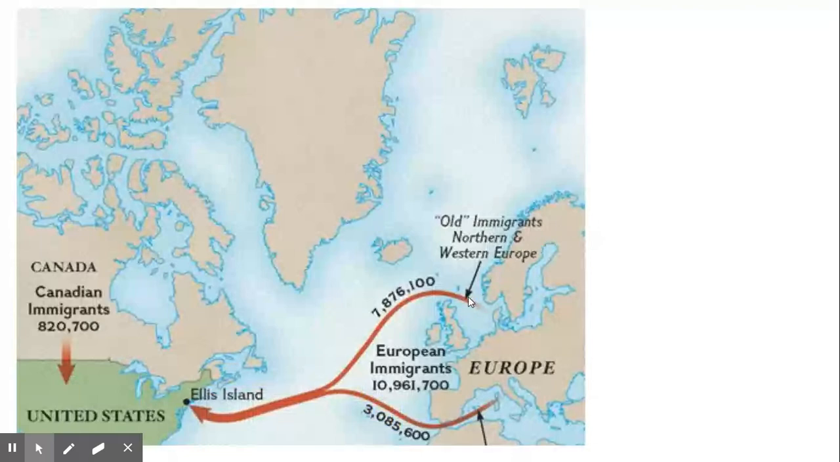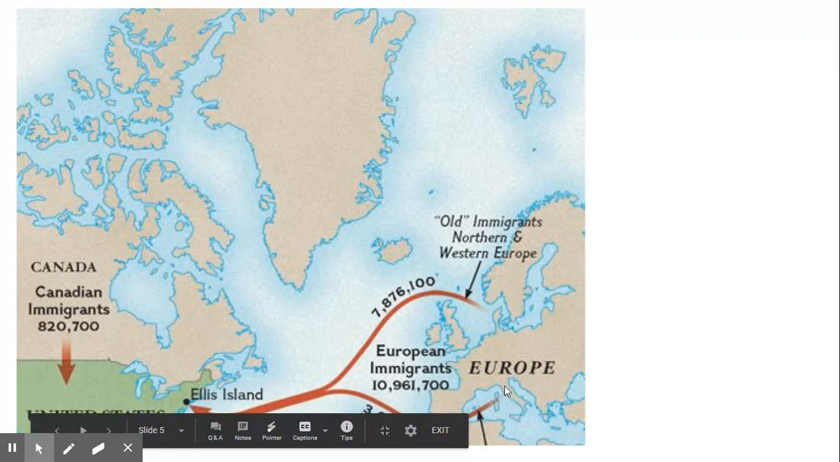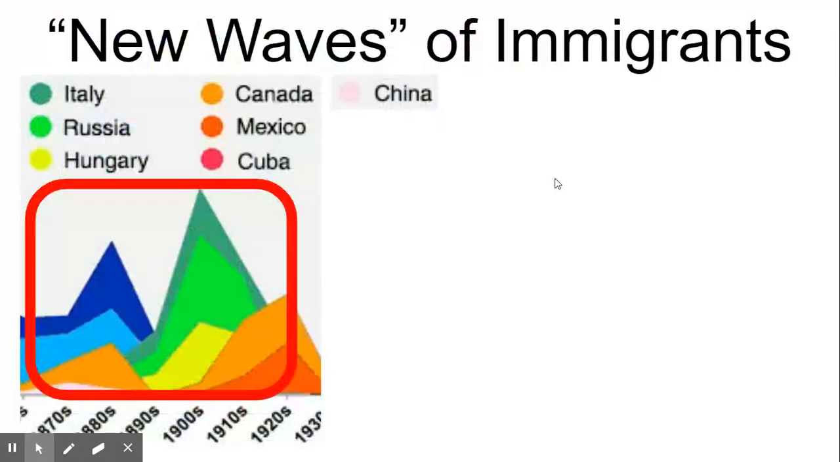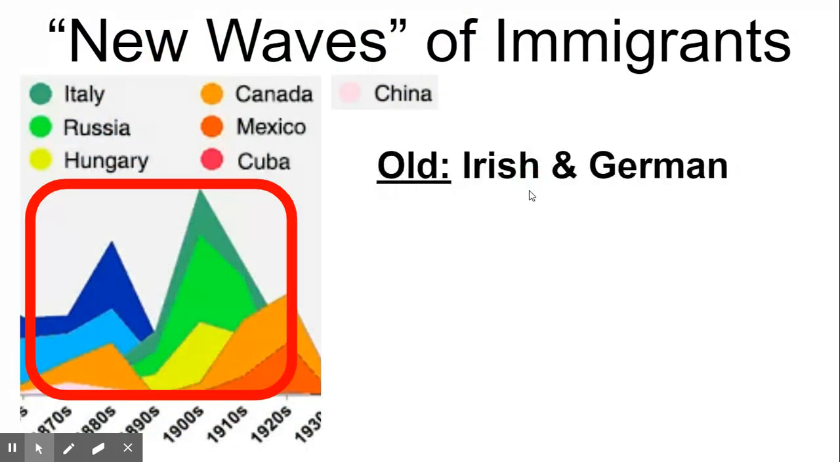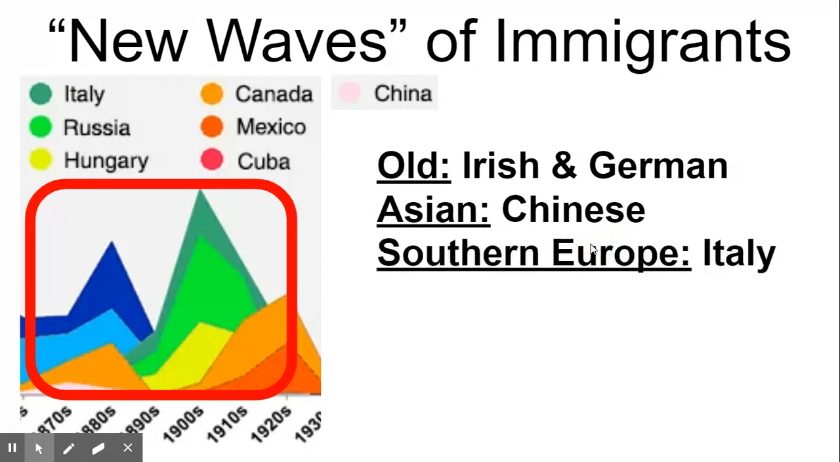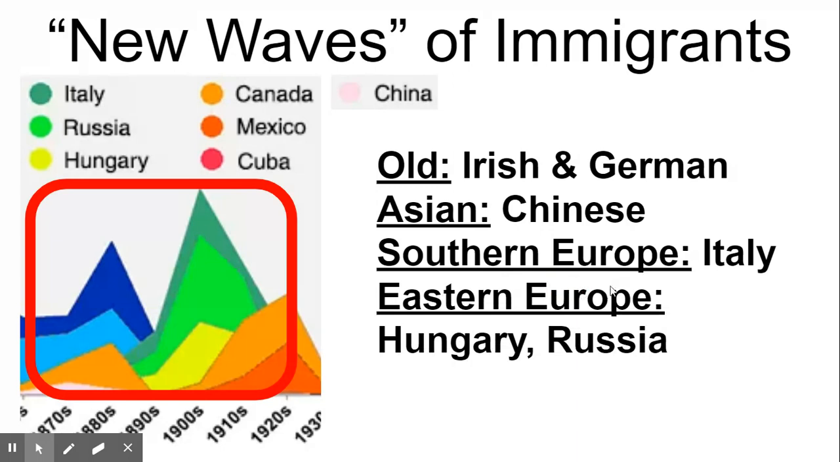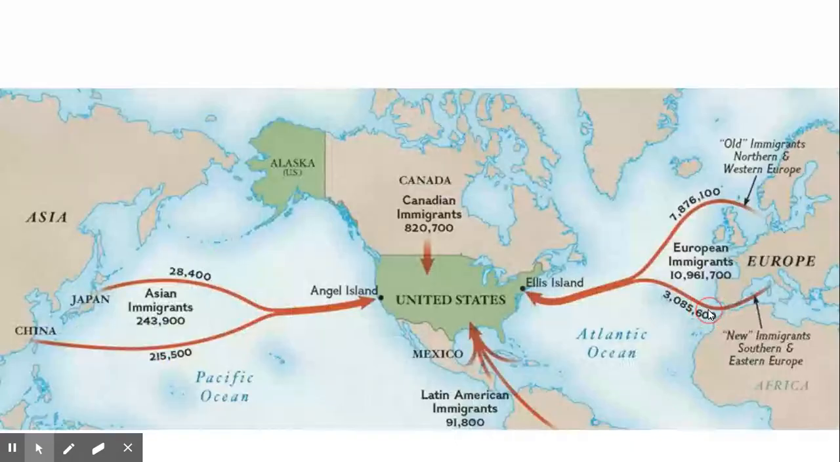All right, this map just shows those old immigrants coming from Northern Europe and those new immigrants, which are from Southern Europe and Eastern Europe, mainly from Italy and places like Poland and Hungary, started to come over later, so more after the Civil War. Again, these are our new waves of immigrants. The old, again, were Irish and German. The new were Asian, but mostly the biggest numbers were from Italy and Eastern Europe, like Hungary and Russia.